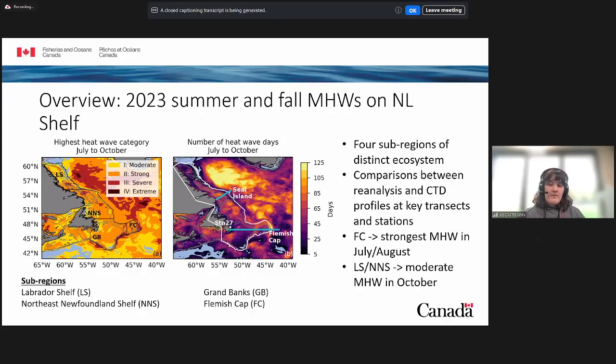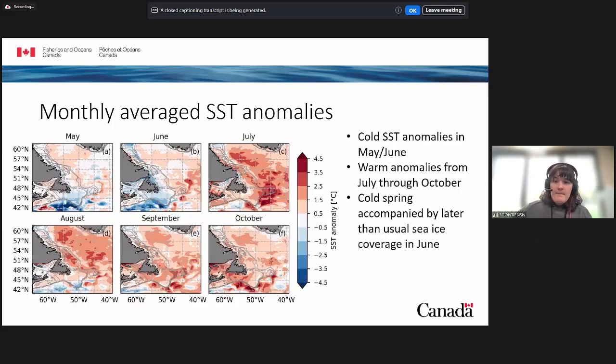The first plot on the left shows the highest marine heat wave category between July and October. And on the right, we're seeing the total number of marine heat wave days. So our goal in this study is to describe some of the factors that contributed to the evolution of these marine heat waves. First, we'll take a quick look at the monthly average sea surface temperature anomalies, which showcase how the marine heat waves evolved. The red values indicate warmer than usual conditions, and the blues show colder than usual conditions.